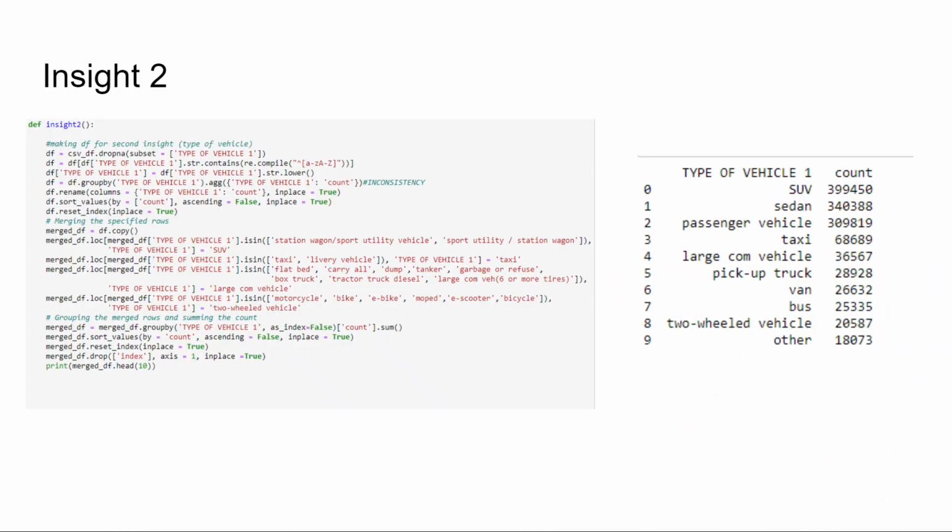So for Insight 2, we calculated the number of collisions by type of vehicle, and we found the top 10 types of vehicle which were involved in the collision. And as you can see, we have SUV on the number 1 spot, with sedan following it, and the whole list is there.